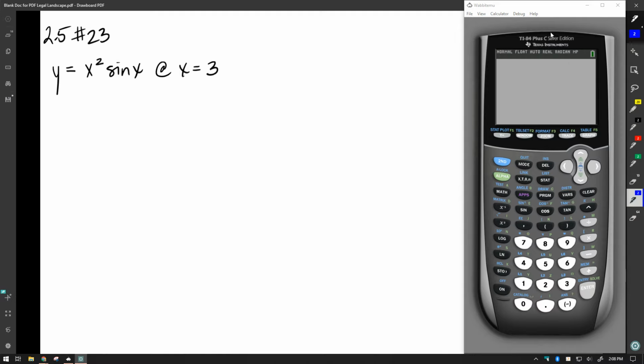I've got my calculator pulled up because it's pretty easy to see that we're not going to get integer answers for this one, since the sine of 3 in radians is going to for sure be an irrational number. So we're going to keep that in mind when we go through this question. And I'm going to start here by finding the equation of the tangent line.